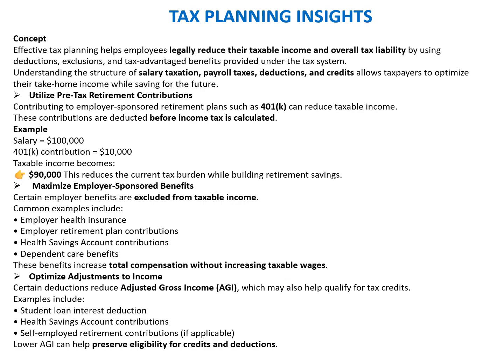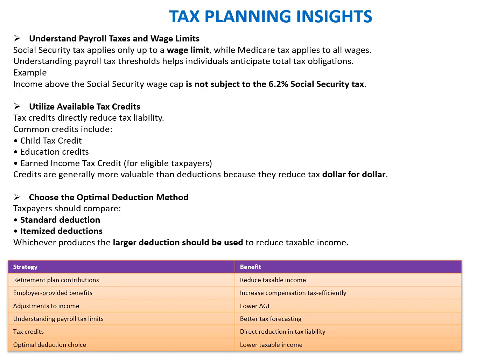So move to the next slide then. An individual should be clearly aware of the payroll taxes and the wage limit. Social Security tax applies only up to the wage limit, while Medicare applies without any cap. So income above a particular limit is not subject to the 6.2% Social Security tax.